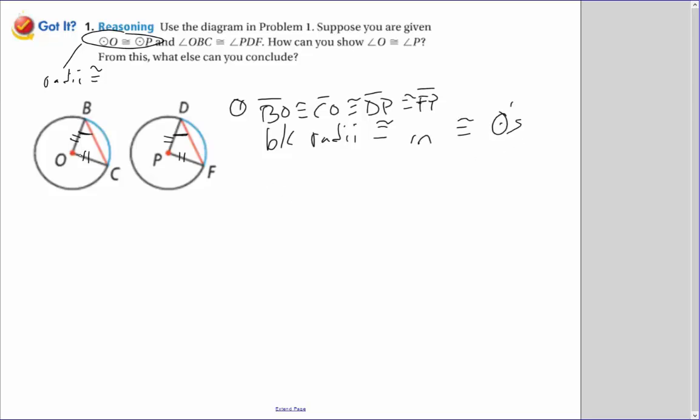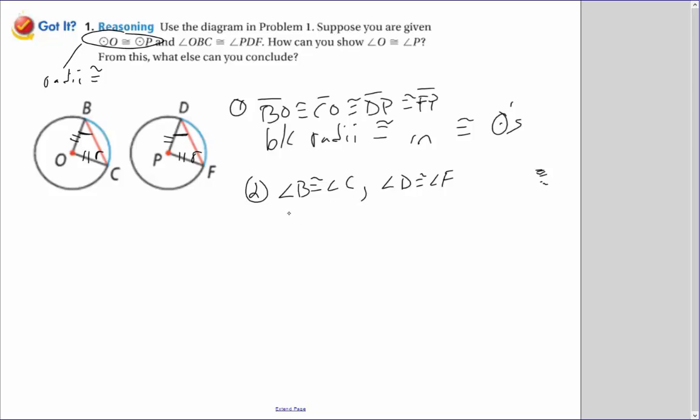To prove that angles O and P are the same, now I have isosceles triangles. If I have isosceles triangles, I know that angle C and angle F are congruent. So I know that angle B is congruent to angle C. I know angle D is congruent to angle F.